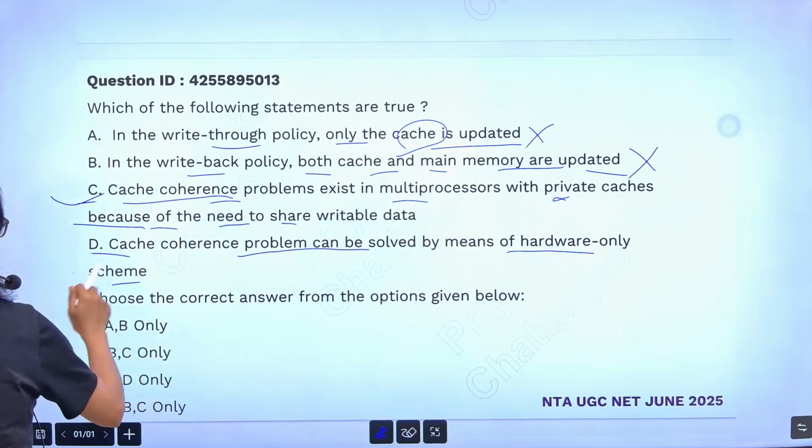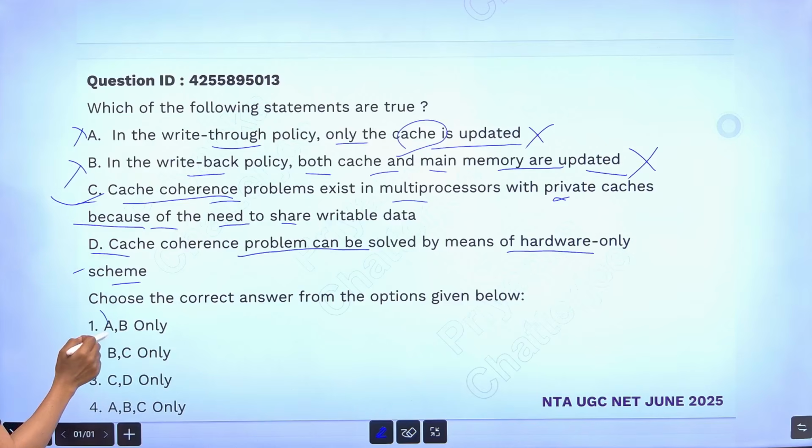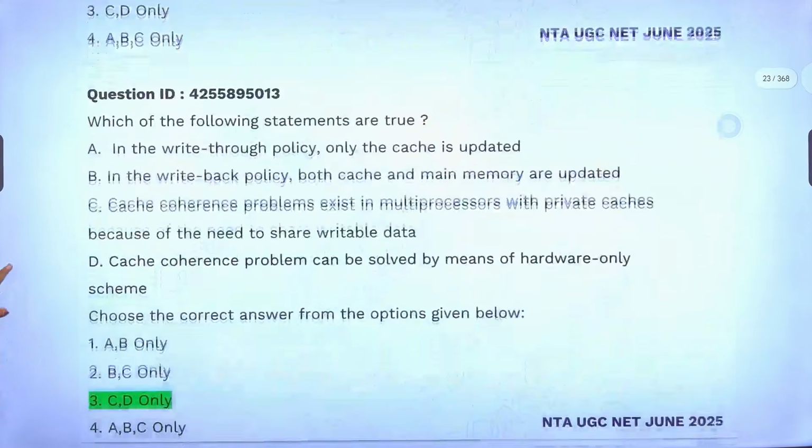Here we saw that you can eliminate A and B as obviously false. So here A, here B, here B. Only this is left, so this is the answer. By elimination also you can get the answer. So option 3 is the correct answer. Okay.